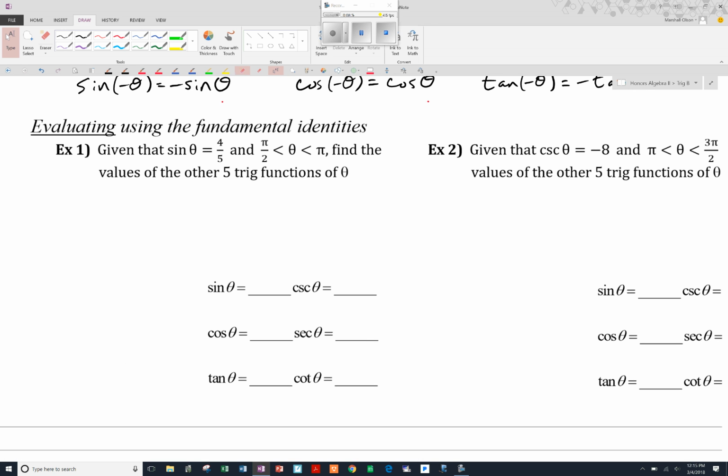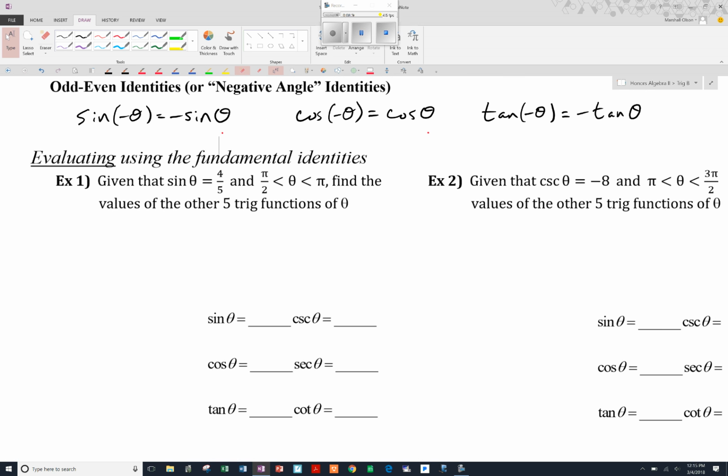All right, the first thing we're going to use the identities for is to evaluate trig functions given a trig function. Basically, if you're given one trig function, instead of drawing a triangle, which we've done in the past using right triangles, we'd like you to stay away from that now and use these identities completely. We can find other trig functions using the Pythagorean identities. So in these evaluating problems, we're going to almost exclusively be using the Pythagorean identities.